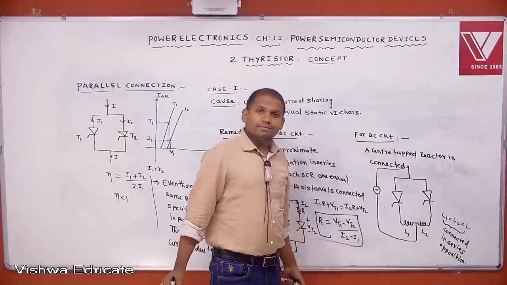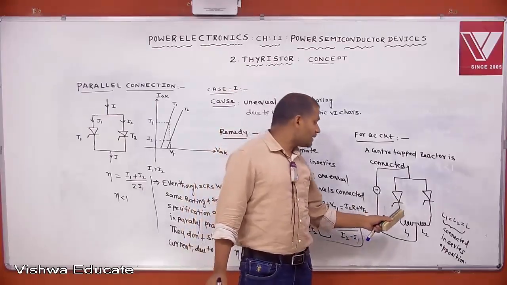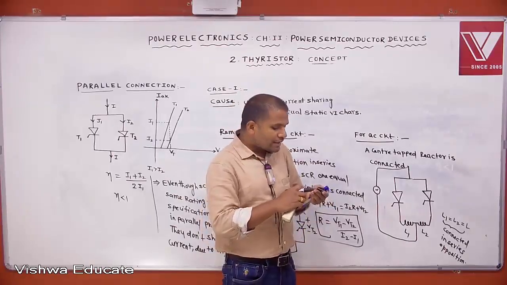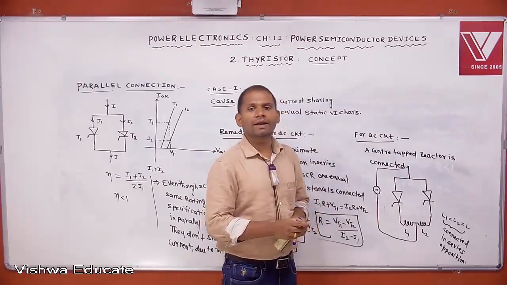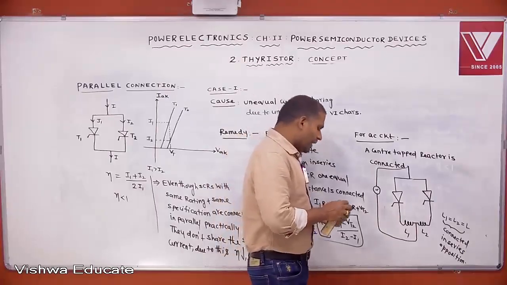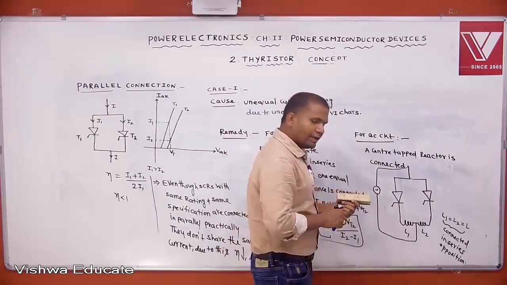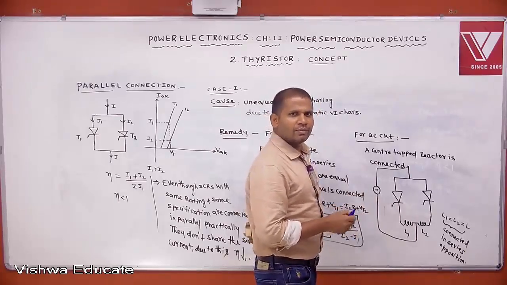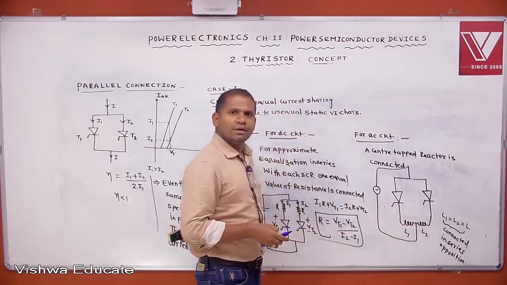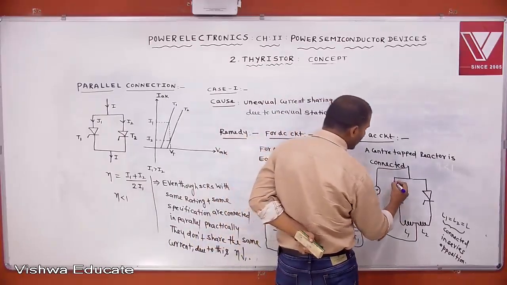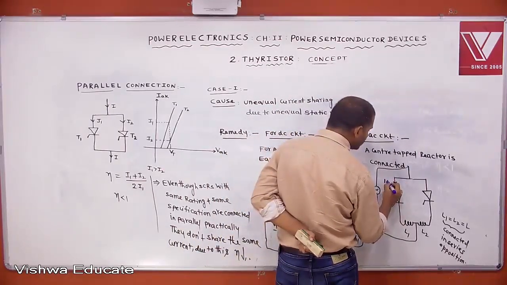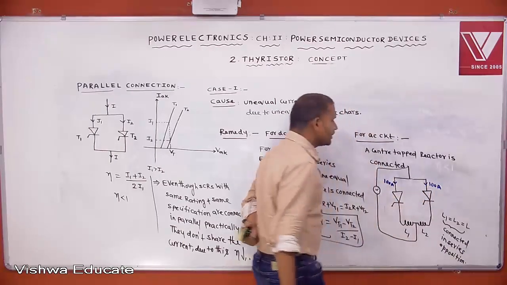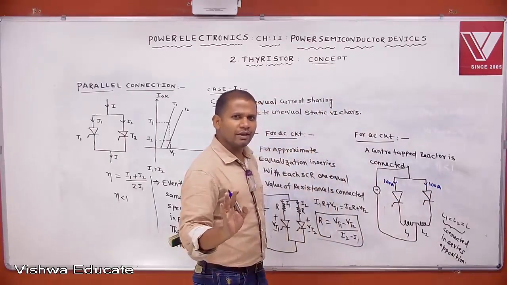Now the question is, how does this center tapped reactor equalize the current sharing? That I want to explain. For example, let us assume that initially both the currents are equal. Later on I will explain if the currents are unequal, how it is equalized. Let T1 carry a current of 100 amperes and T2 also carry 100 amperes. Initially it is equal, assume that.